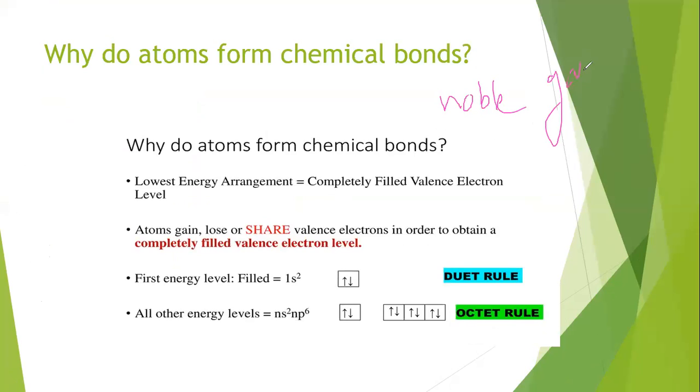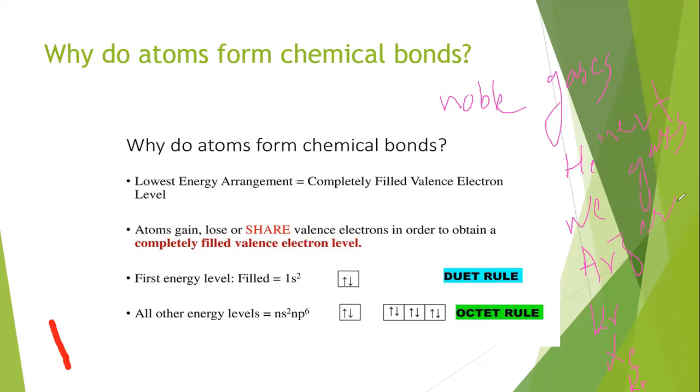Those are the noble gases: helium, neon, argon, krypton, xenon, radon. These noble gases are basically the 18th group of the periodic table, on the very right side of the periodic table. These noble gases are also called inert gases, and the group is also called zero group.